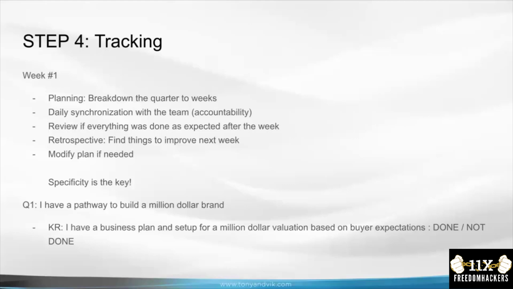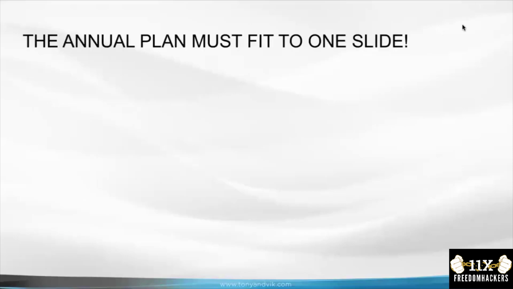So let's say, okay, I have a pathway to build a $1 million brand. I have a business plan and setup for $1 million valuation based on buyer expectations. So at the end of the quarter, you basically mark those as done or not done, or it can be some numerical value. So it really depends on what kind of key result it is. And talking about the annual plan, it really has to be on one slide.